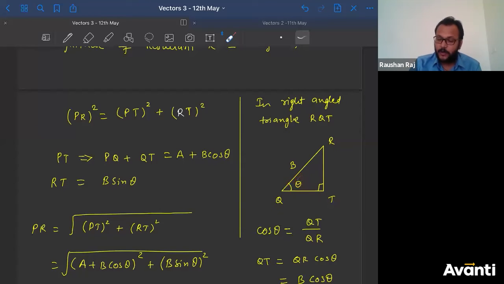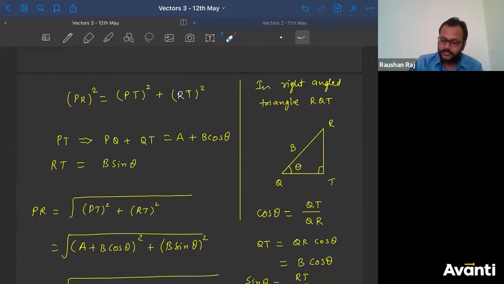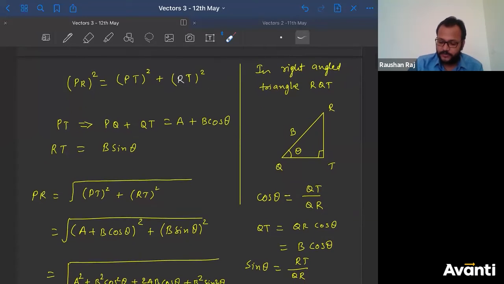बहुत बढ़िया sir. How can I find QT value? So QT is nothing but the base for it. ठीक है? This is the base or adjacent side for this angle. So if I write cos theta, then cos theta is nothing but QT divided by QR. Then what is QT? That is what we have to find. What is QR? So QR is nothing but magnitude of B vector, that is modulus B or only B.